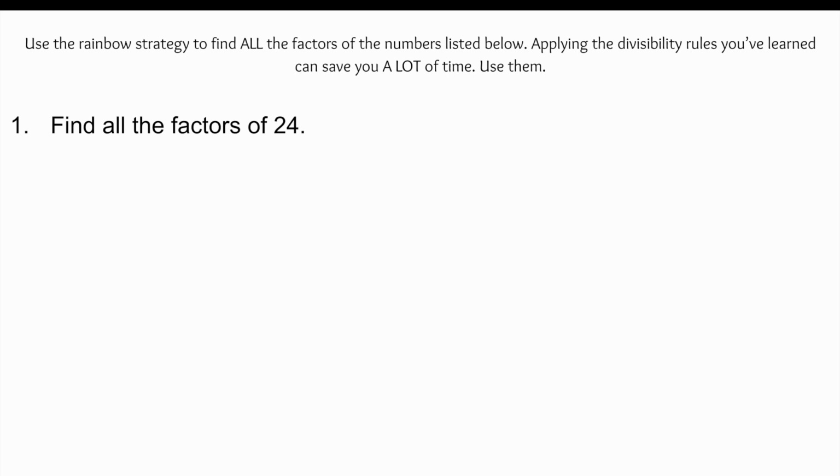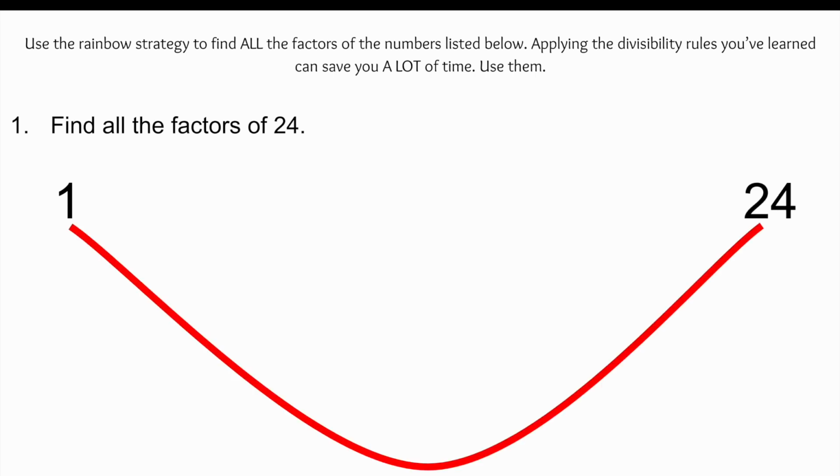Let's review this problem together. I'm going to use the rainbow strategy to solve. Check your work along with mine and make corrections as needed. I'm going to start with 1 because 1 is a factor of every number. It will always be written down, right? And 1 times 24 equals 24.